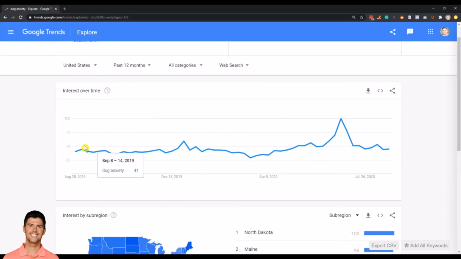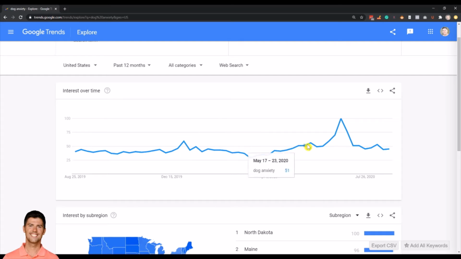But what I wanted to show you is this trend line right here. I always like to see something from around 40 to 100 in that range over time. I prefer it be over 50, but 40 is okay. In this case, you can see that there's a market here. There's a lot of trends and search volume. It's pretty stable. It does dip down to 29 here in March, which was during the pandemic, so people were probably concerned more about their own anxiety at that time.